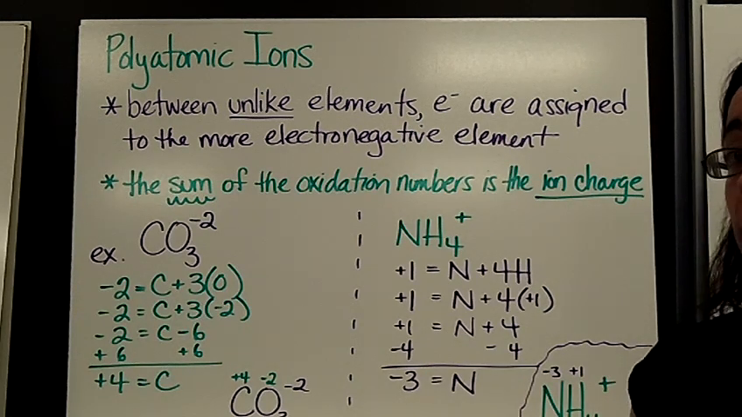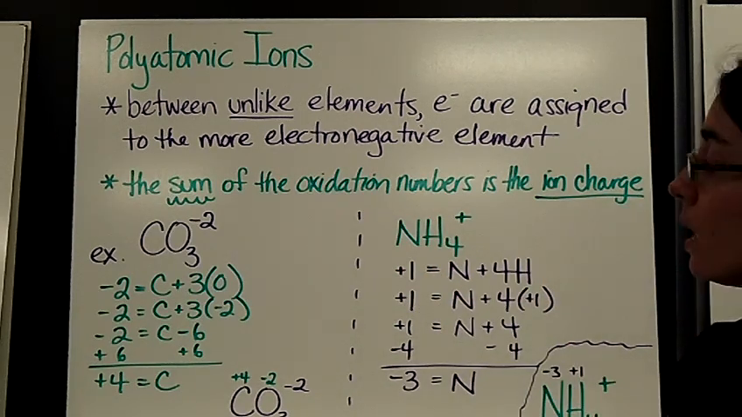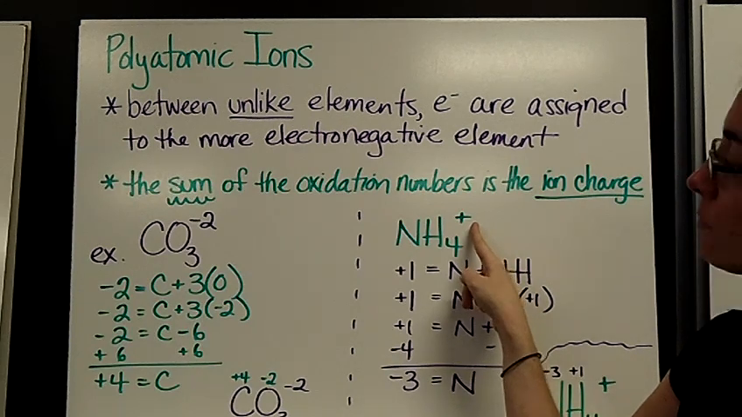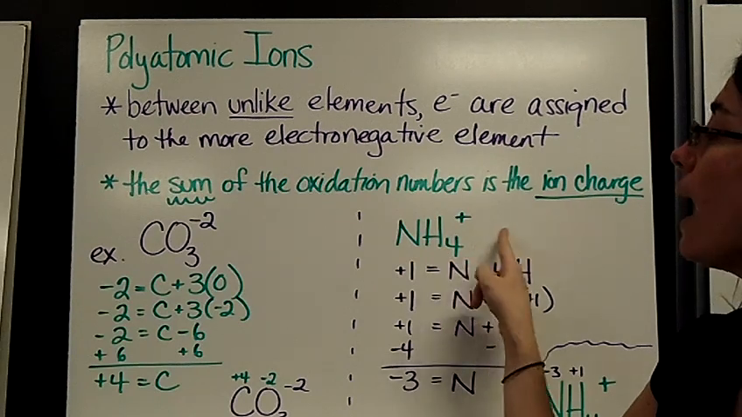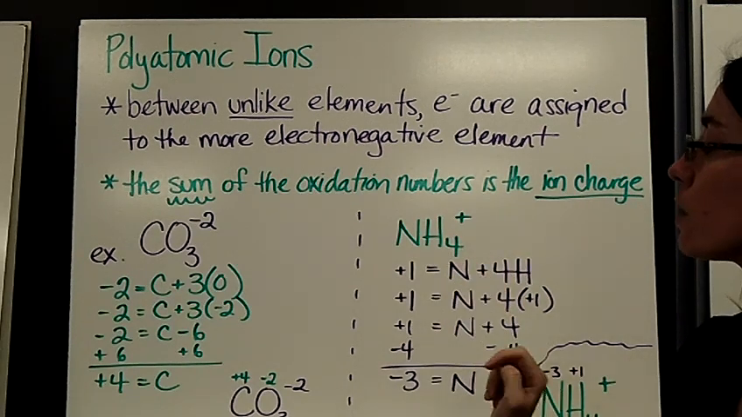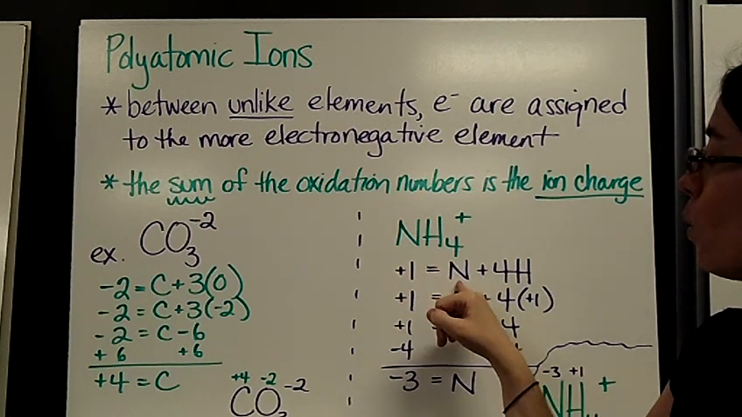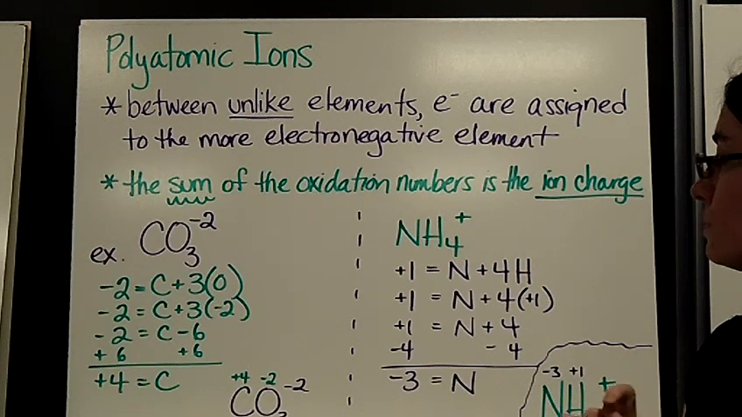Let's look at one final example. In this case, we have the ammonium ion. This ammonium ion has a +1 charge. It contains 1 nitrogen, 4 hydrogen, and overall it has that +1 charge. So we set it equal to +1, 1 nitrogen and 4 hydrogen.